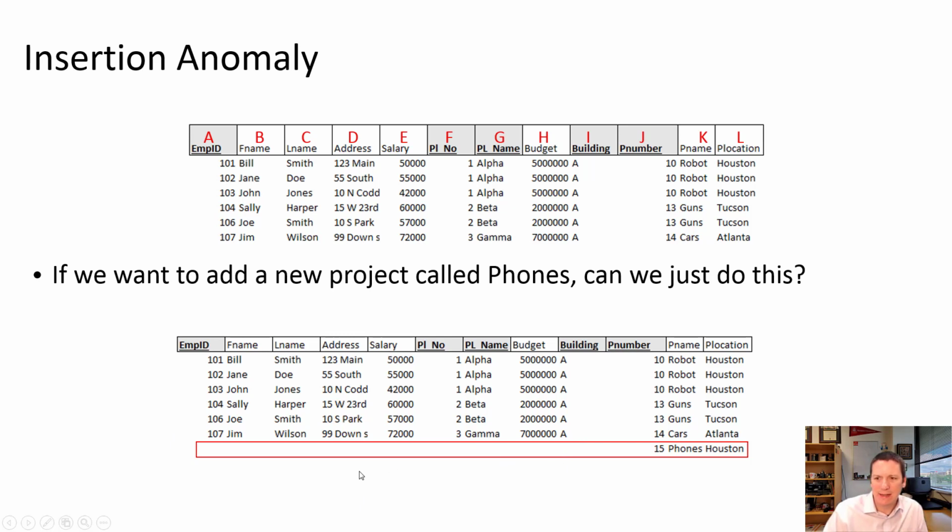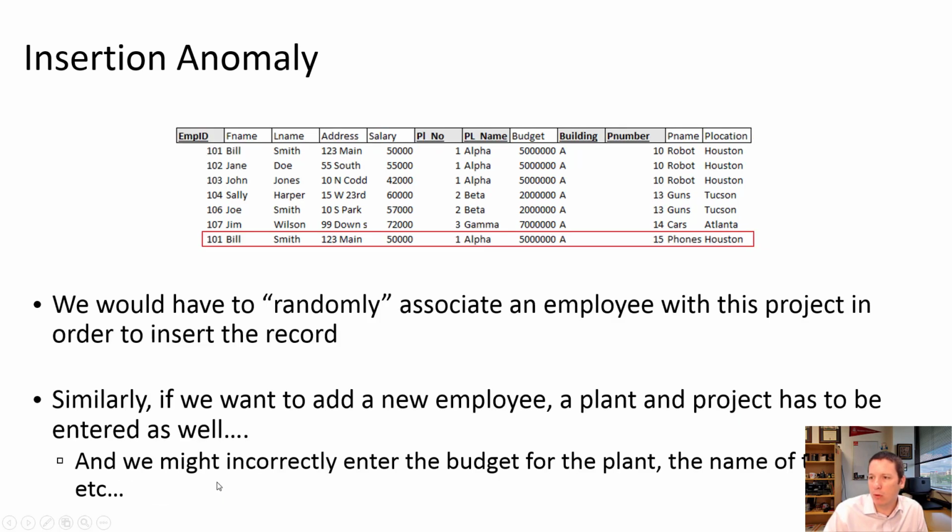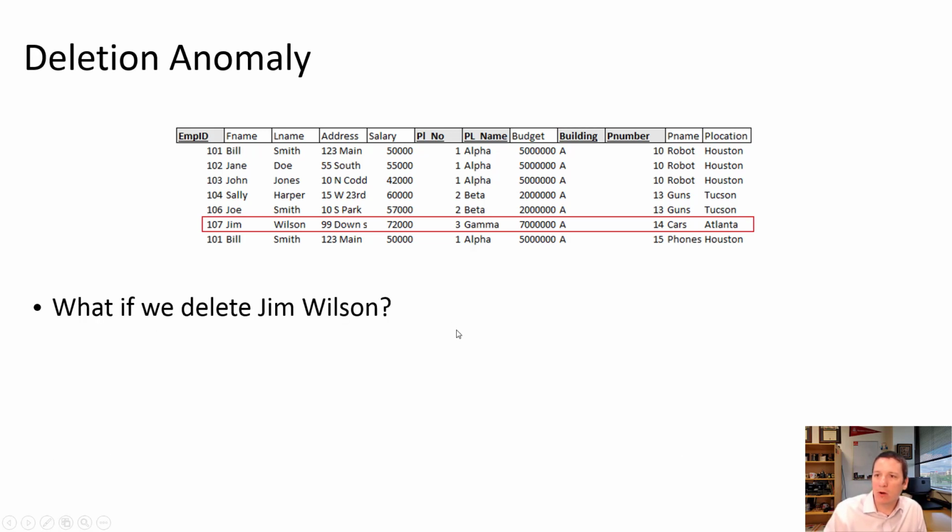So we would have to just randomly assign some employee to be associated with that project, and that really doesn't make sense. And we would experience the same problem if we tried to add a new employee. They would have to be associated with some project, whether or not they're really working on a project. Similarly, we have our deletion anomaly. If we wanted to delete this employee, Jim Wilson, we're also going to be deleting all of the information we have about this cars project that's running out of Atlanta.